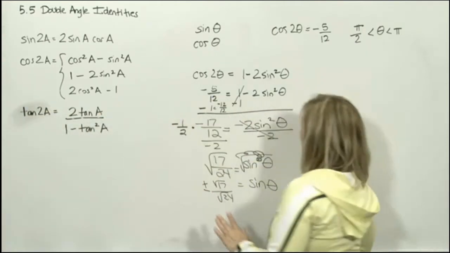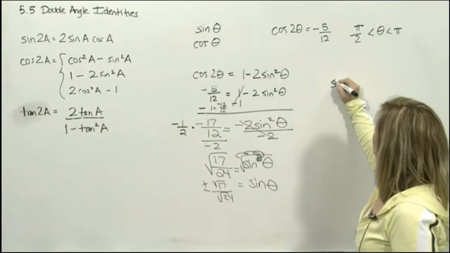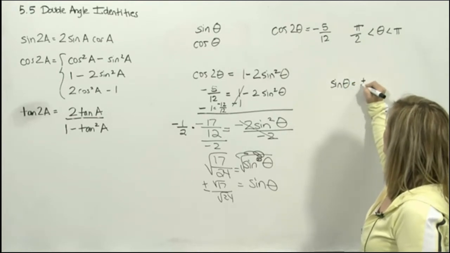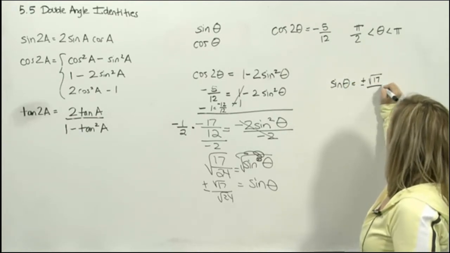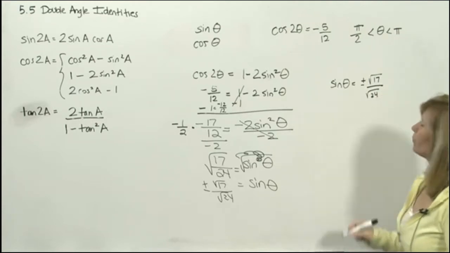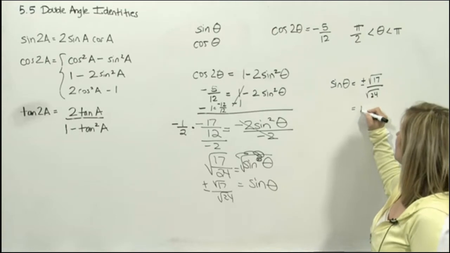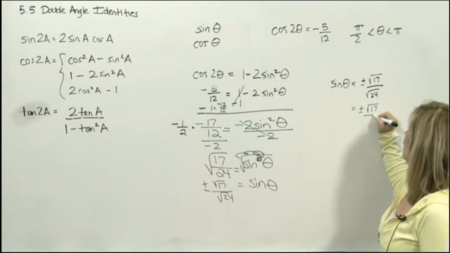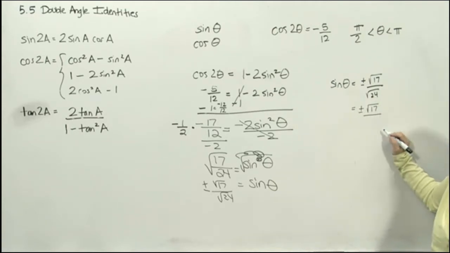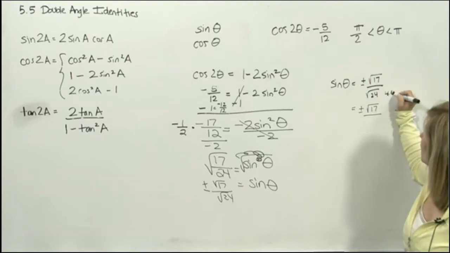I can't leave that. Let me write it up here. So we have sine theta equals positive and negative square root of 17 over square root of 24. If you're in a square root, you need to reduce. Can we reduce square root of 17? No, it's prime. 24 has a perfect square in it. 24, if you know, is 4 times 6.